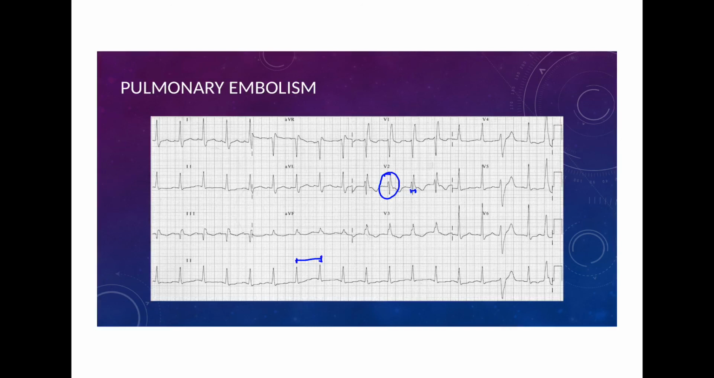And we see the S1Q3T3 pattern right here. So there's a prominent S wave in lead 1, prominent Q wave in lead 3, and the T wave is inverted in lead 3. So when we put all those together, that would definitely warrant further investigation for a pulmonary embolism.